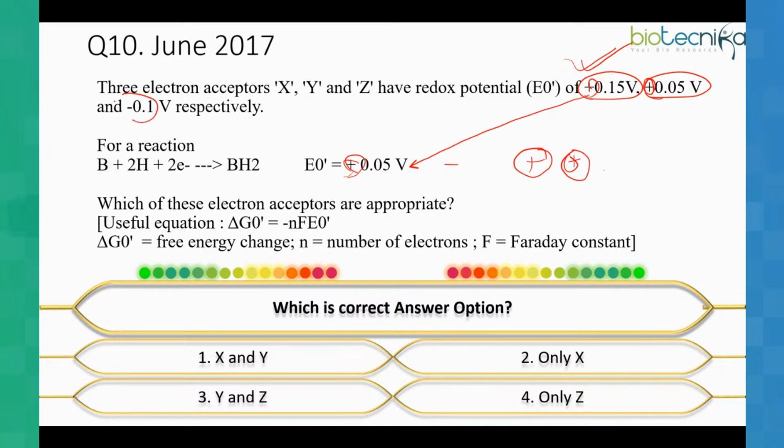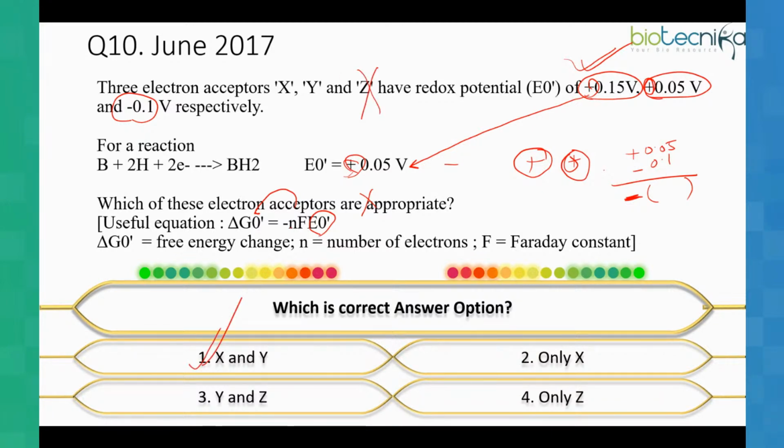But if we take the C, then we have plus 0.05 minus 0.1. So this is giving a negative answer. If we take this value of E0, then negative, negative will become positive. In that case, delta G will become positive, and this electron acceptor will not be appropriate. So Z cannot be the appropriate choice. Only X and Y.